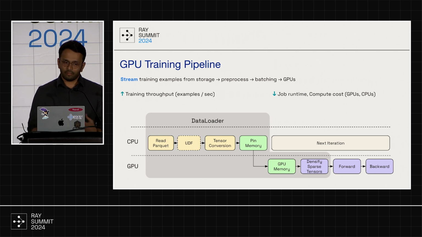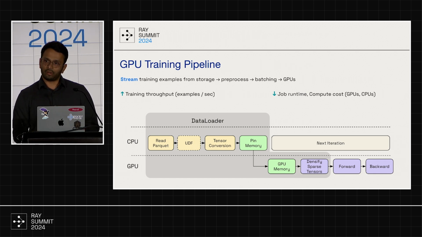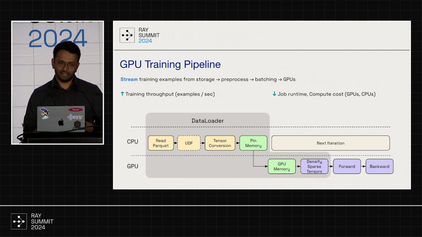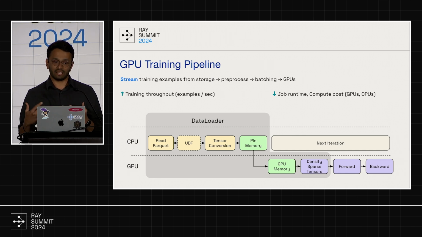And the whole target of the talk today is going to be the GPU training pipeline. What I mean by the GPU training pipeline is, if we imagine the whole training setup, the goal is to stream mini batches of training examples as fast as we can throughout this pipeline and get them to the model. And the idea behind this optimization is we want to drive up the training throughput in terms of the number of examples per second that we process, which naturally drives down the job runtime and the job cost.